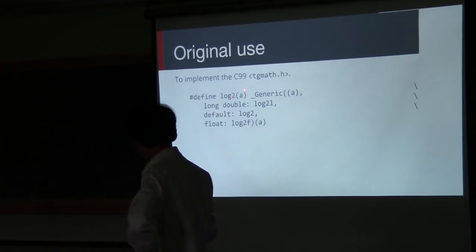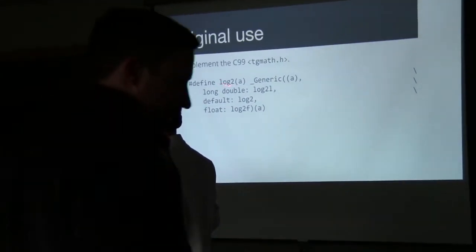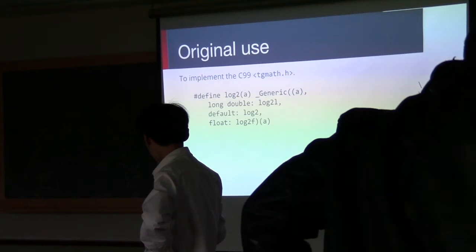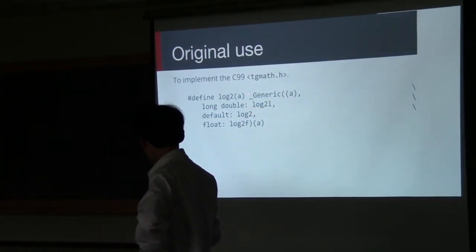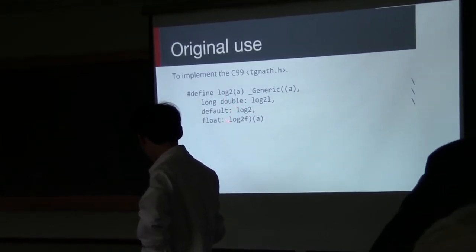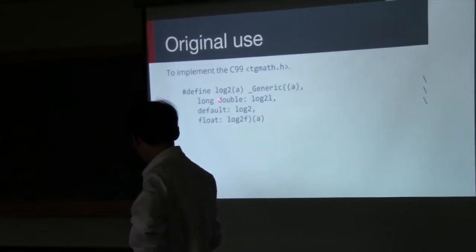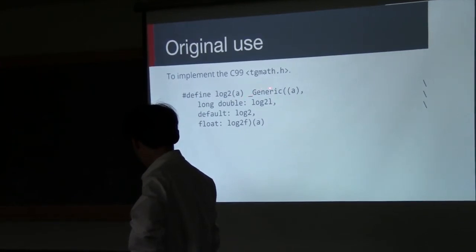So, this one is called a type generic function. It has three variants. One takes long double, this one takes double, and this one takes float. And so you can see the generic selection takes the first argument as the expression to filter on. It's examining the type of this expression and returns an expression from the candidates.